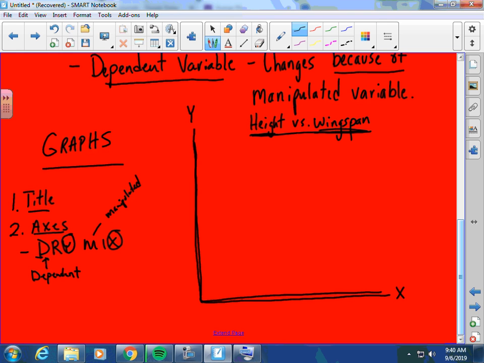Now, this one I'll tell you, if right away you're going, wait a minute, they both sound right. Usually, it's a little clearer than that. In this case, it's a little more difficult. Is how wide the person's reach is, does that depend on how tall they are? Or how tall they are is because of how wide their arms are?